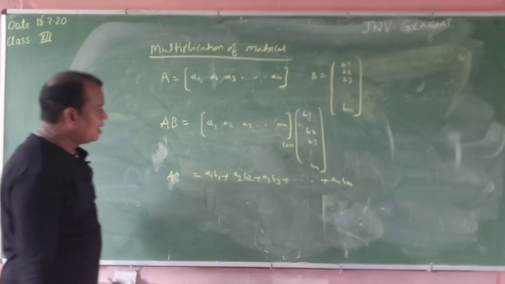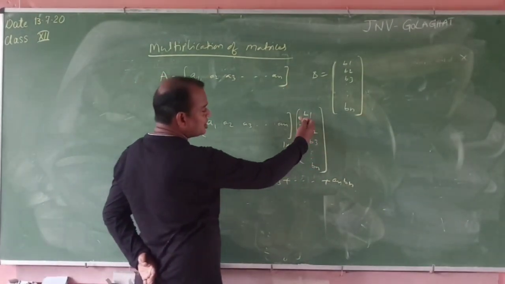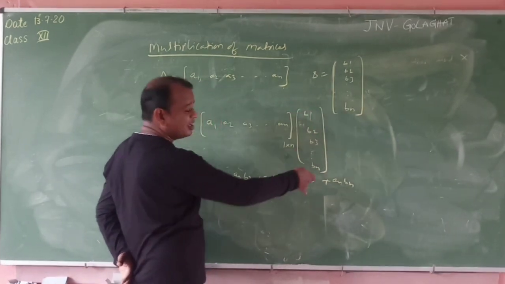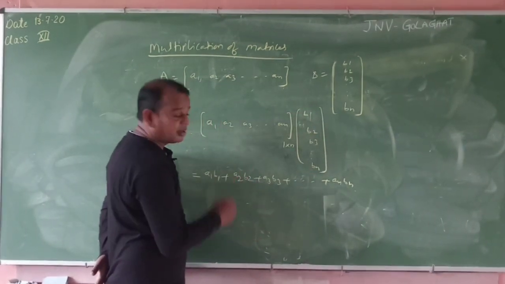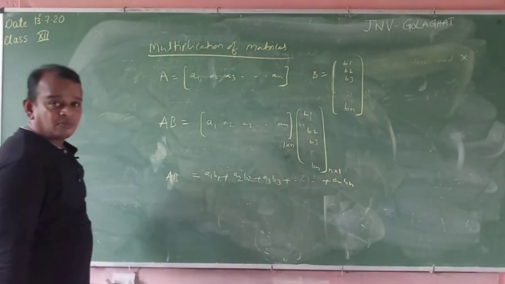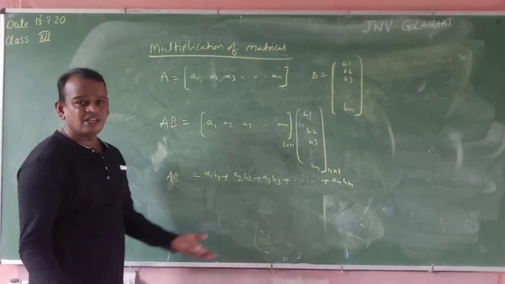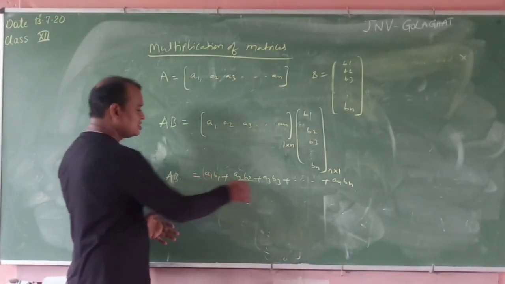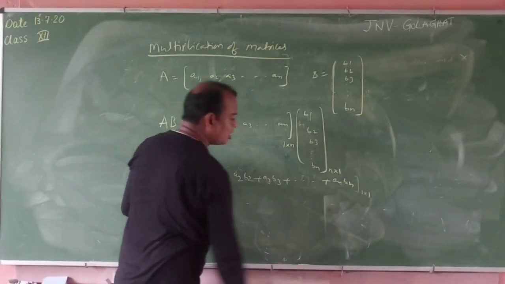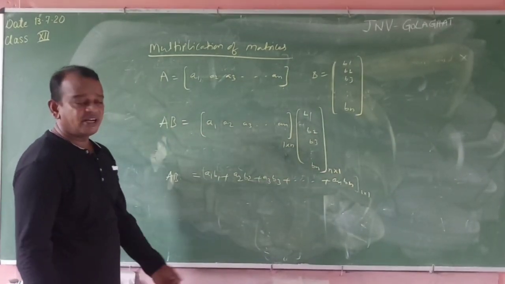Next, the column matrix, this one, B. How many rows are there? 1, 2, 3, and so on, n rows. How many columns? One column. What is the order of the matrix? It is n by 1. Now the product is possible. The result is only one numerical value, a single value. This is also a matrix, no doubt. The order is 1 by 1: one row, one column, only one element. How does it come about?